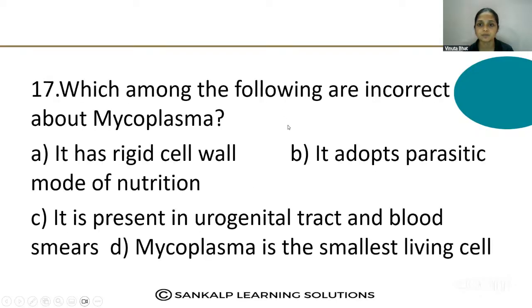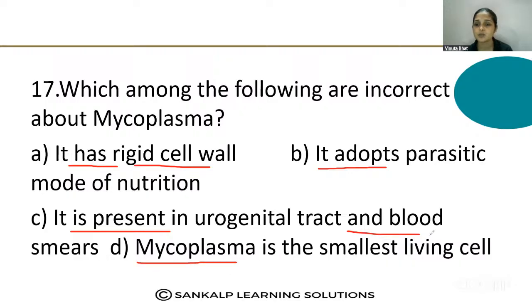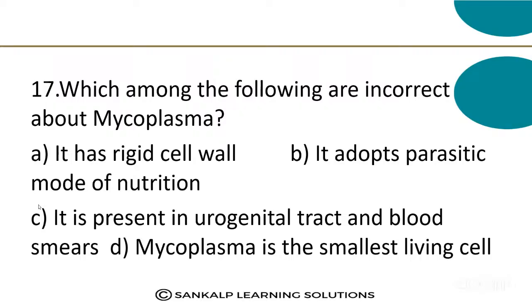Next question. Which among the following are incorrect about the mycoplasma? You have to find out the statement which is incorrect about the mycoplasma. It has rigid cell wall. It adopts parasitic mode of nutrition. It is present in the urogenital tract and blood smears. Mycoplasma is the smallest living cell. Yes, what's the correct answer for this? Option C. No. Option C is the wrong one.